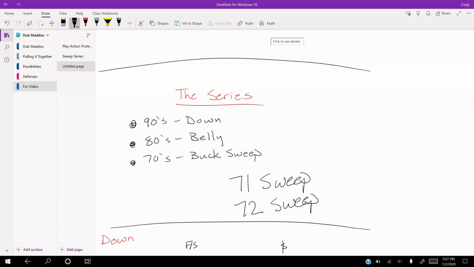Now, those are the basics of each of those plays. The reason they're called a series is because it's not just down, belly, and sweep. Each one of them builds off of it. A few years ago, Matt Canada was a big deal, and he talked about plays off of plays. If you're a good coordinator and you've got a system built together, it's really going to be a series and plays off of plays.